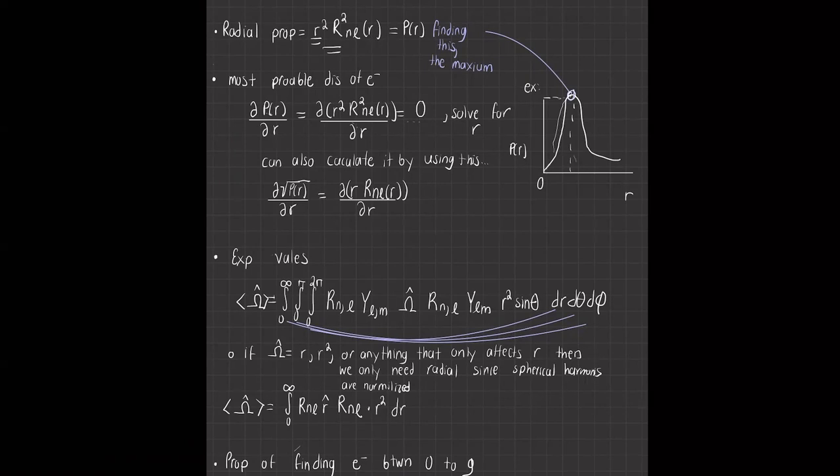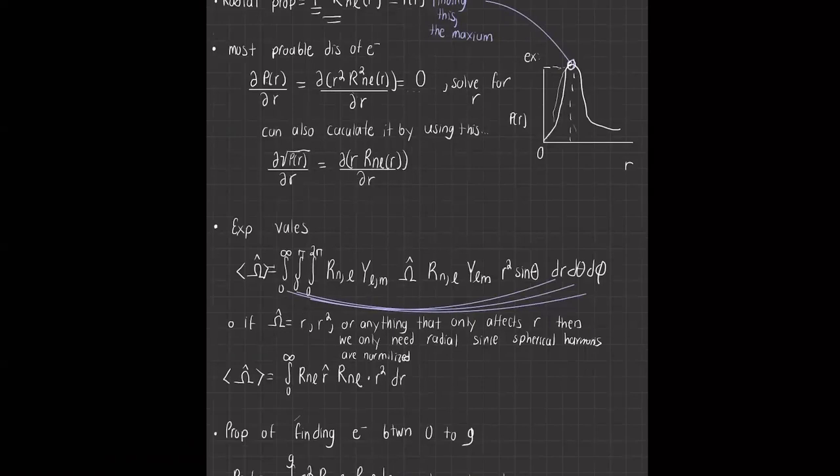This is the graph of the radial probability. And to save on time, instead of doing the product rule and stuff, my professor in physics taught me that you can just take the square root of this and multiply r times R_n, so that it's a lot easier to take the derivative of it. Okay.